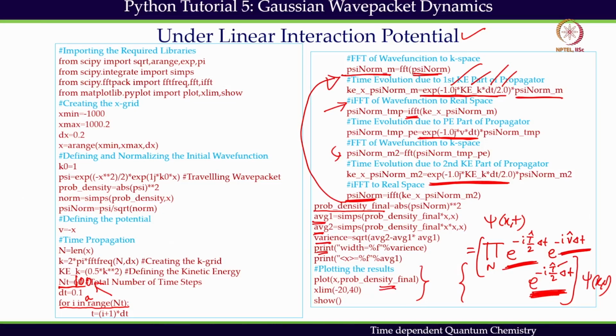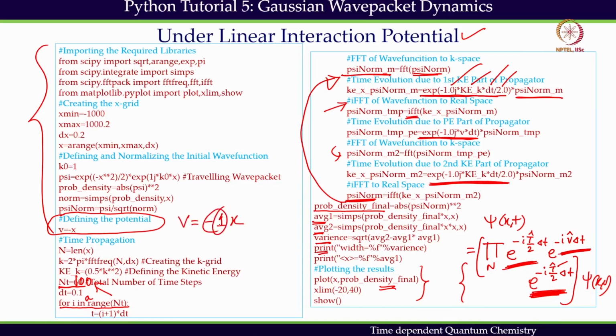So that's the basic idea. The remaining part remains the same as what we have done. Another thing is that we are now defining the potential here. This was not present in the zero potential problem, or zero interaction potential problem. Here we are defining the potential to be minus 1x, so the slope is going to be minus 1.